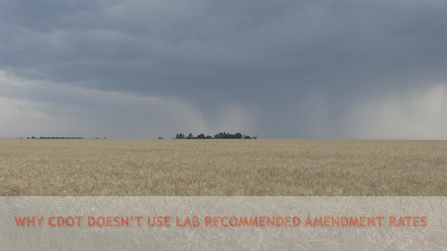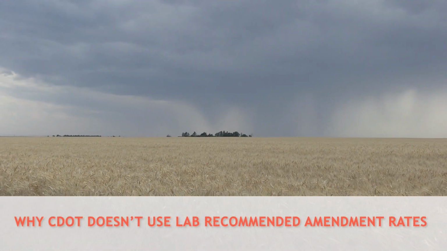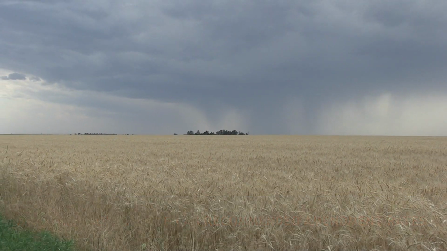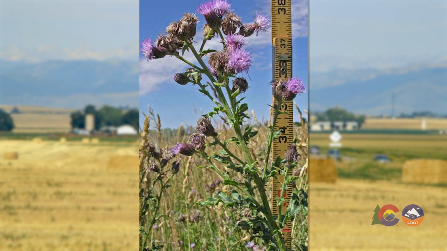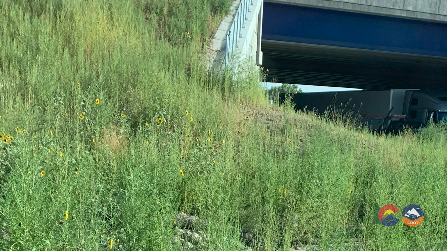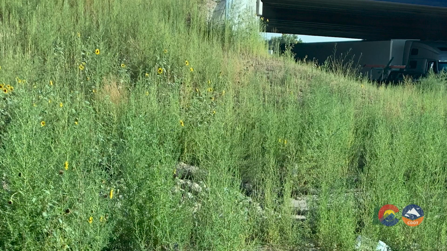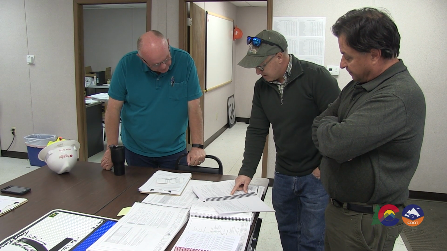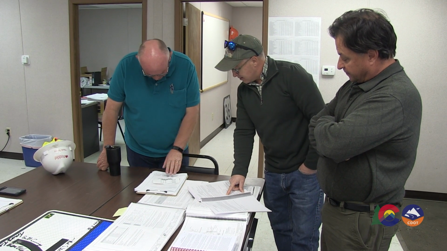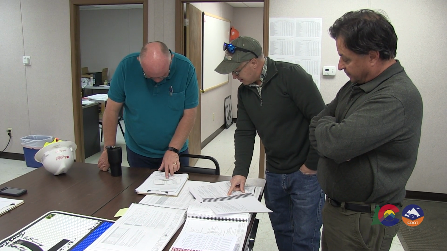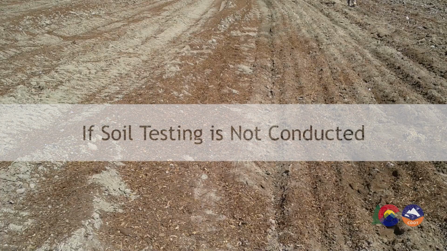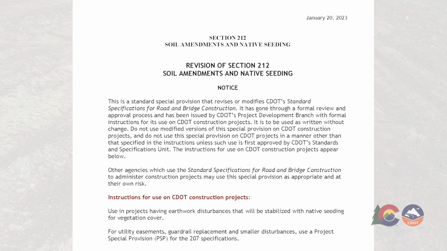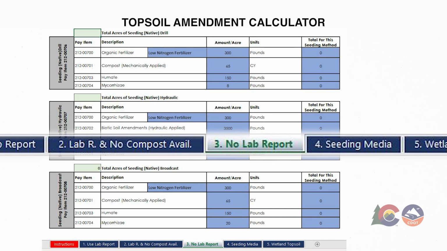CDOT advises against using lab-recommended amendments from lab analysis, as they are designed for agricultural lands and can cause excessive nitrogen levels, leading to invasive weed growth over native grasses. For assistance in developing or reviewing topsoil amendment strategies, please contact the Landscape Architecture section as necessary. If soil testing is not conducted for the project, specify the amendment rates outlined in the 212 Soil Amendment Requirements, or use the No Results tab in the Topsoil Amendment Calculator.